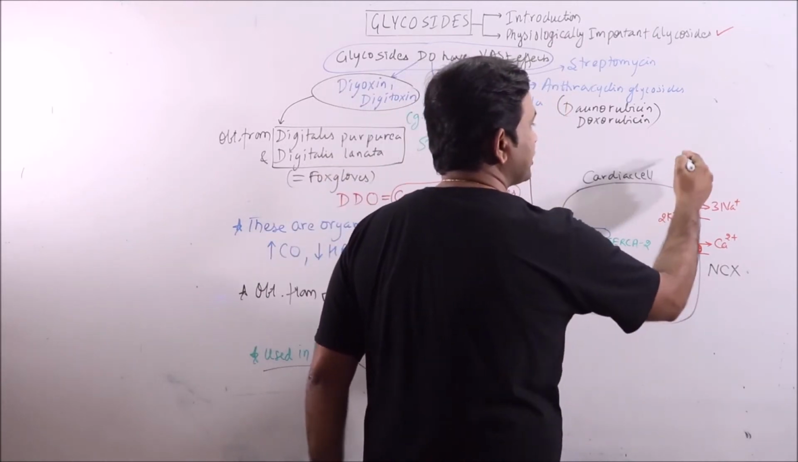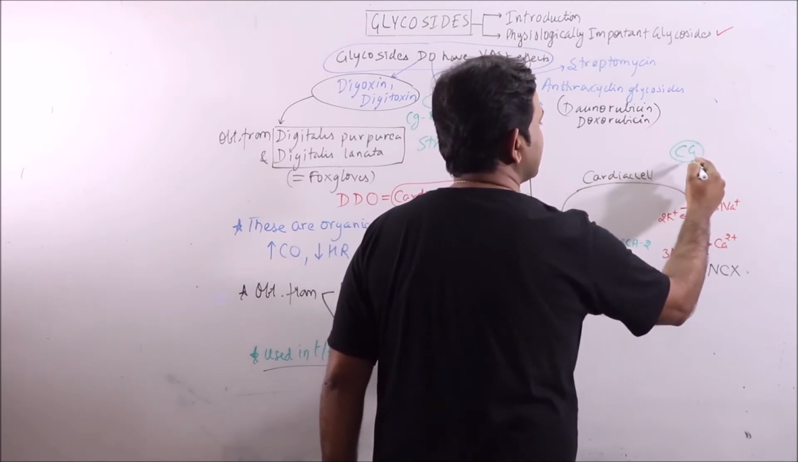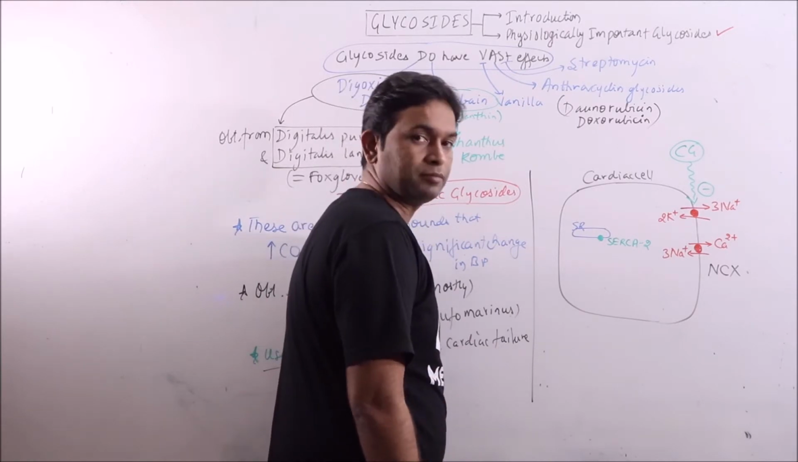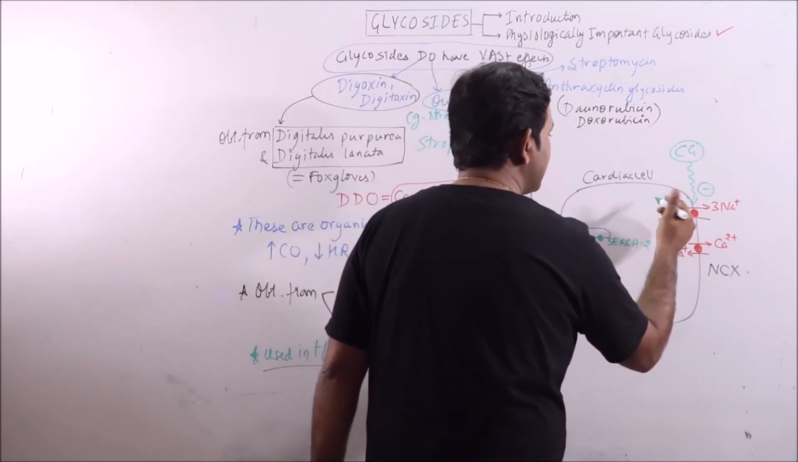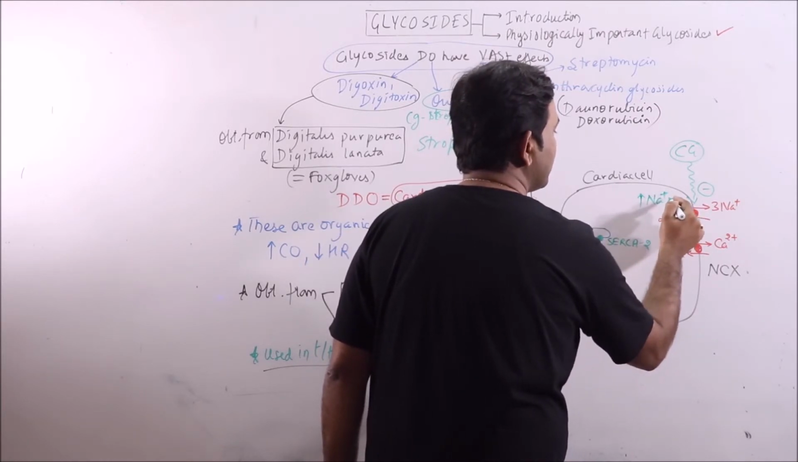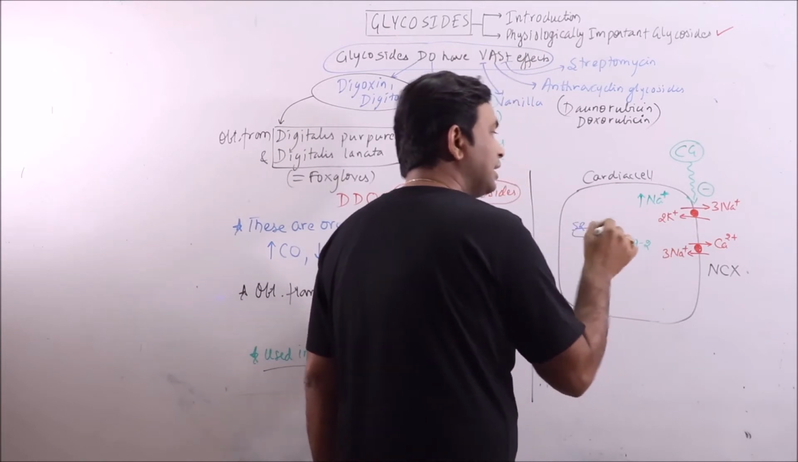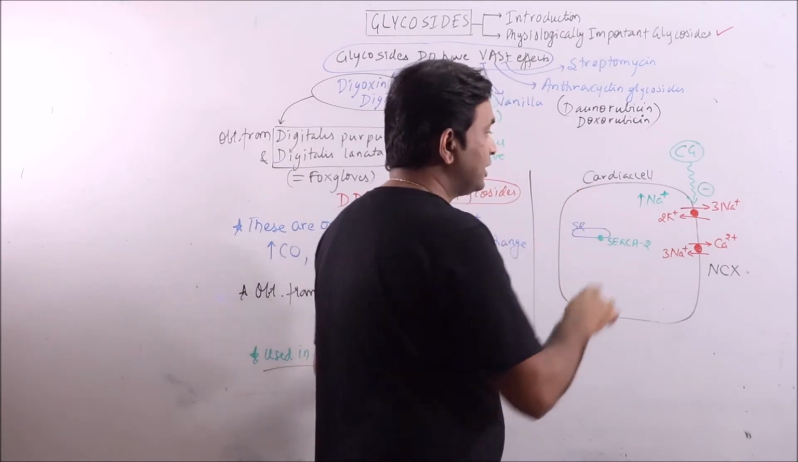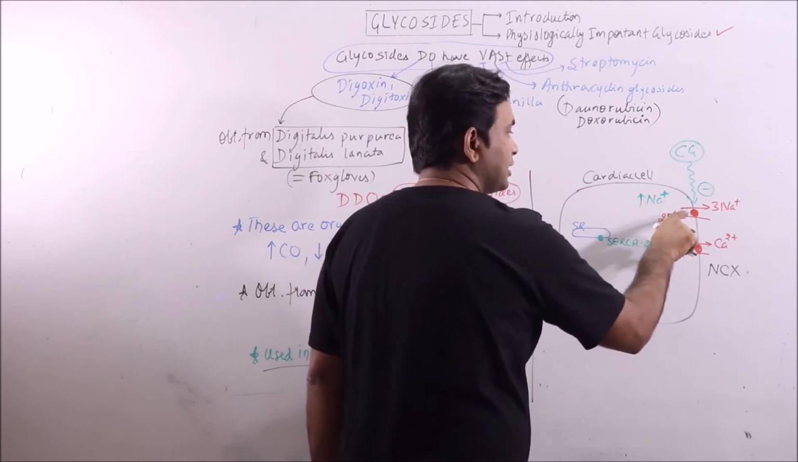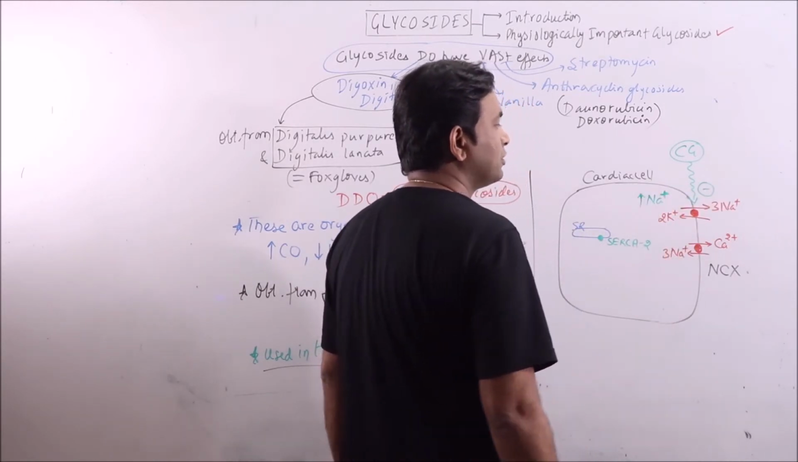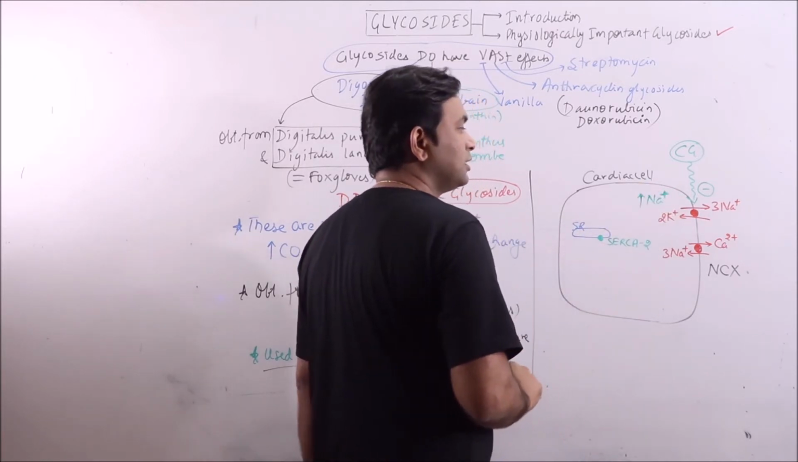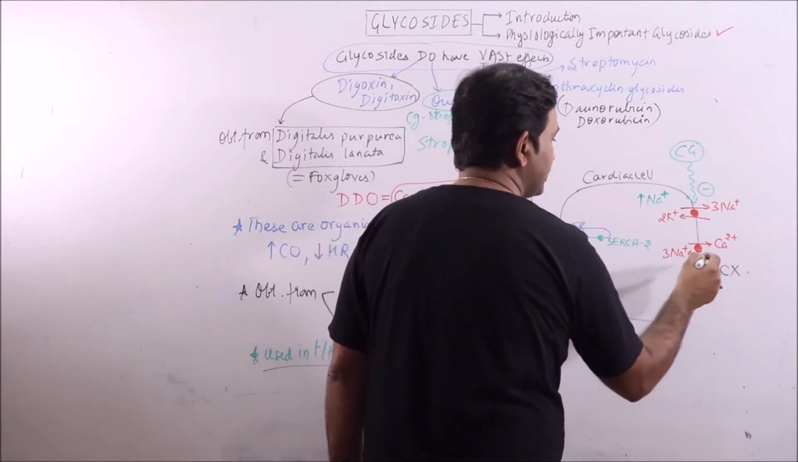Now, what is the mechanism of action of cardiac glycosides? These cardiac glycosides inhibit the sodium potassium pump. Now, this will result in increased concentration of sodium in the intracellular fluid. So intracellular sodium increases because this pump is blocked and it is unable to pump the sodium out of the cell into the extracellular fluid.